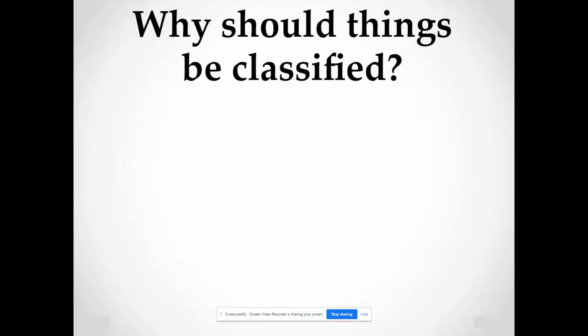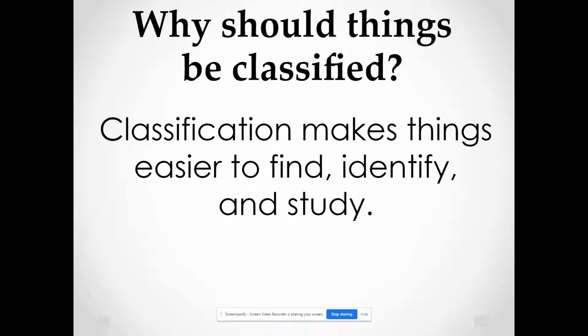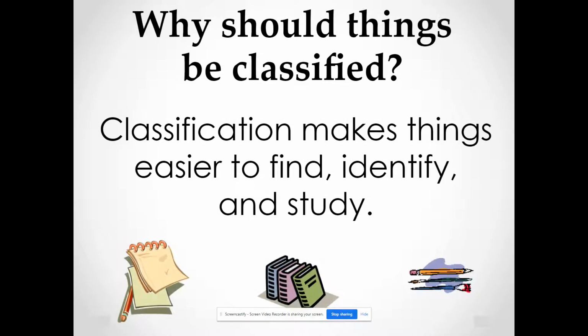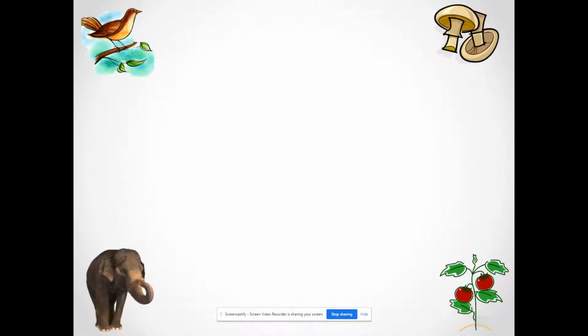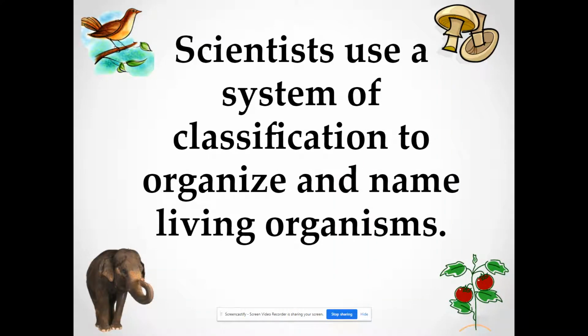All right, so why should things be classified? Things should be classified because it makes things easier to identify, study, and find. Scientists use a classification system to organize and name living things.